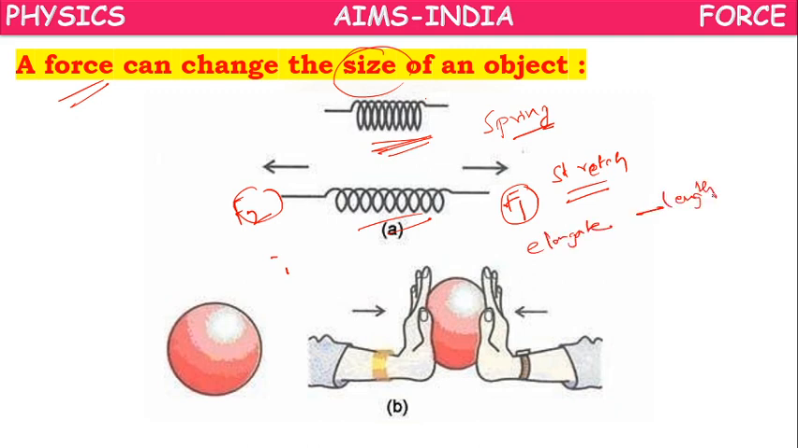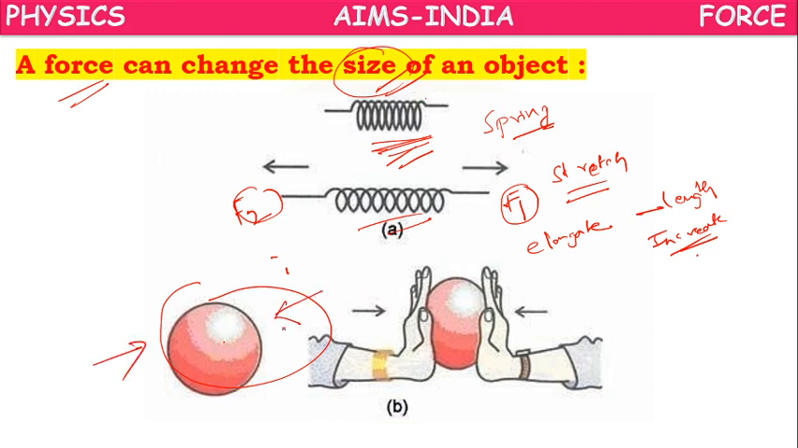Elongate means the length of the string will increase. So a force can change the size of an object, as in the case of a spring. Or if you have a rubber ball and you press it, applying force from both ends, its size will decrease. Its radius will decrease, and the circle shape may become an ellipse shape. So a force can also change the size of an object.